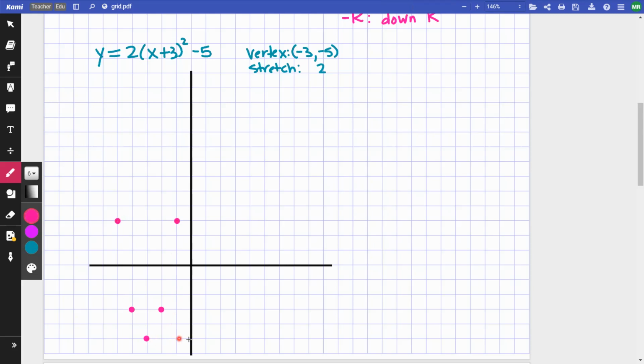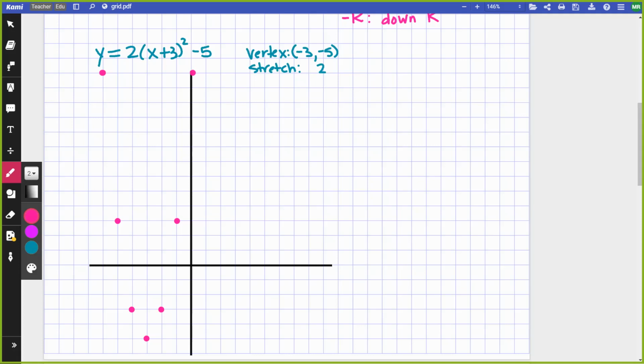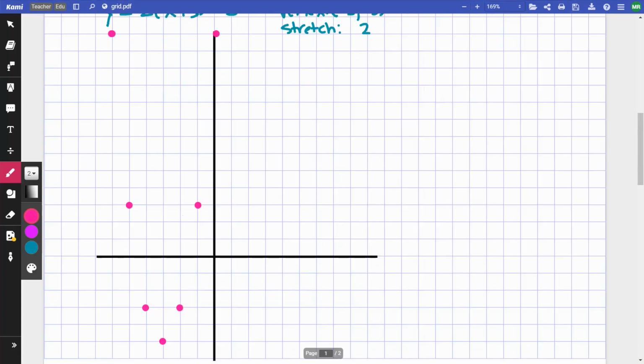I'm going to go out 3. 3 squared is 9. I'm going to double 9. I'm going to go up 18. So that's 5, 6, 7, 8, 9, 10, 11, 12, 13, 14, 15, 16, 17, 18. And then we're going to draw that. So then I'm going to connect these points with a U, and there is my parabola.